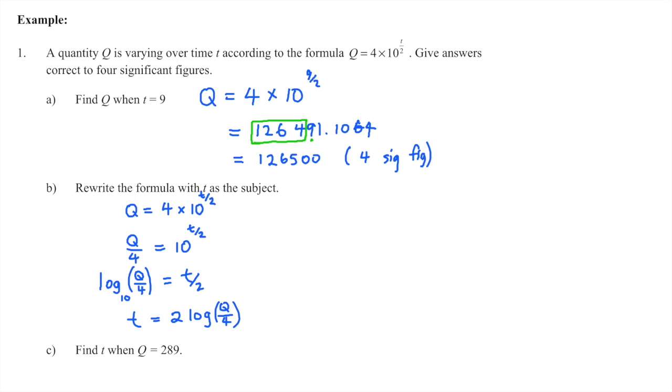Now I could split that up and write it as log Q minus log 4 with a 2 out the front, but that's fine like that. Part C says find t when Q equals 289. So t will equal 2 log to base 10 of 289 over 4. Put that into your calculator, so it becomes 2 log of 289 over 4.